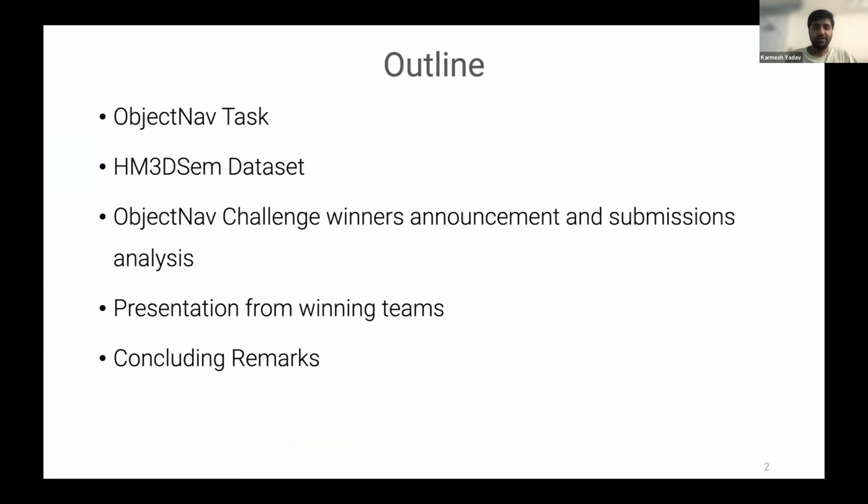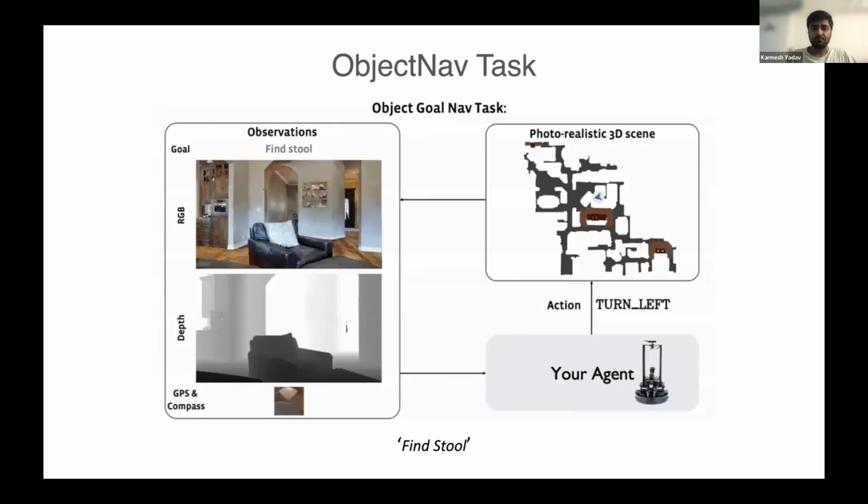First, let me give you an outline of the talk. First, I'll talk about the ObjectNav task. Then I'll talk about our recently released HM3D SEM dataset, which we use for this challenge. Then I'll talk about the winners and do some submission analysis. This would be followed by a presentation from the winning teams, and finally I'll give some concluding remarks and maybe some next steps that we can have in ObjectNav. So let's start with the task.